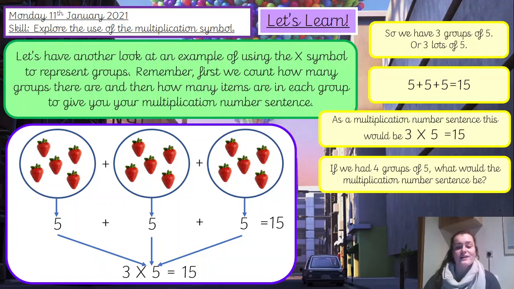Okay, so if we had 4 groups of 5, the multiplication number sentence would become 4 times 5 equals 20. So we've got 20 altogether, because we'd be adding 1 extra group, wouldn't we? So then instead of 3 groups, we would have 1, 2, 3, 4 groups. So it would be 4 times 5, or 4 multiplied by 5.